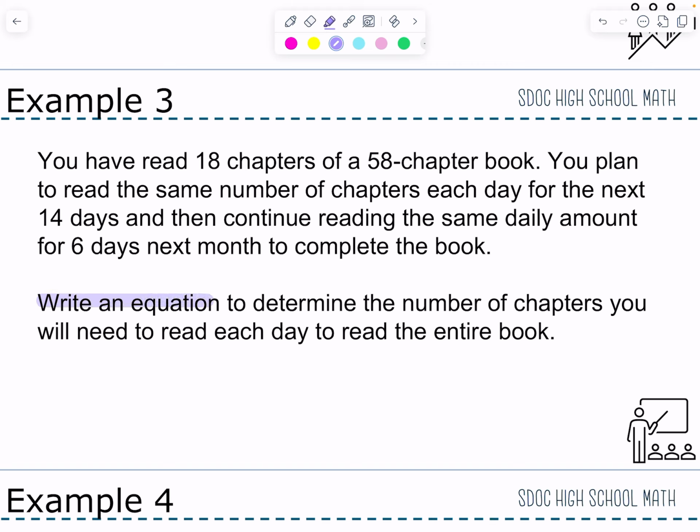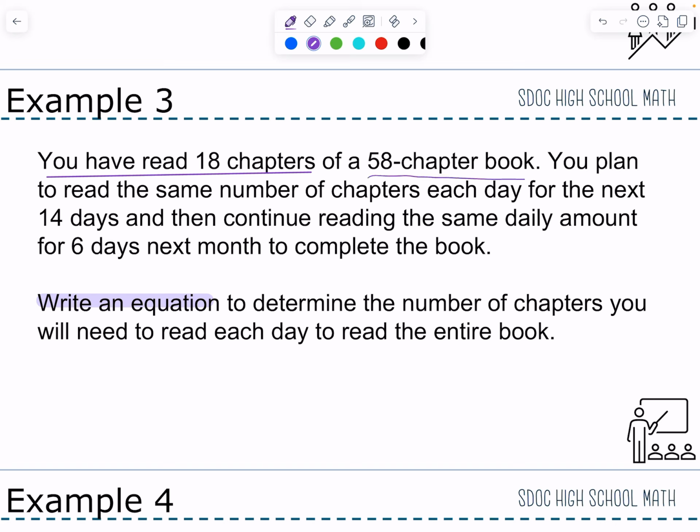Now, in order to write an equation, we have to realize that something's changing and some things are not changing. They're just given to us. So we have to define that variable. So you have read 18 chapters. So you've already done that. So whatever the total is, we can take off that 18 chapters.